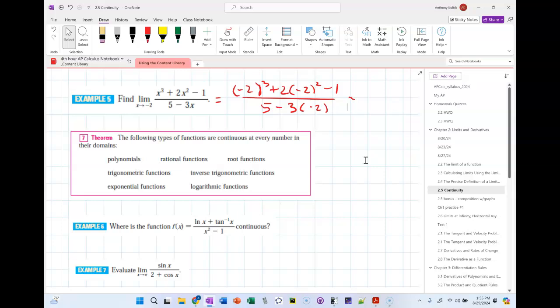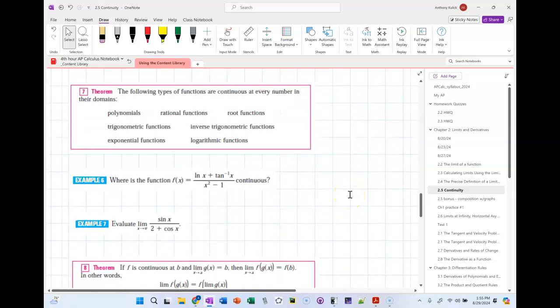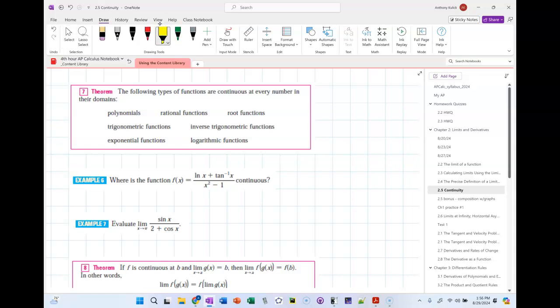Is everybody seeing the power that we're creating here? It basically allows us to direct substitute into anything as long as you're not direct substituting into a discontinuity, right? Okay. So if I look at example 6, it asks, where is the function continuous? What I'm going to do is look at each piece or each representative function. So where is natural log of x continuous?